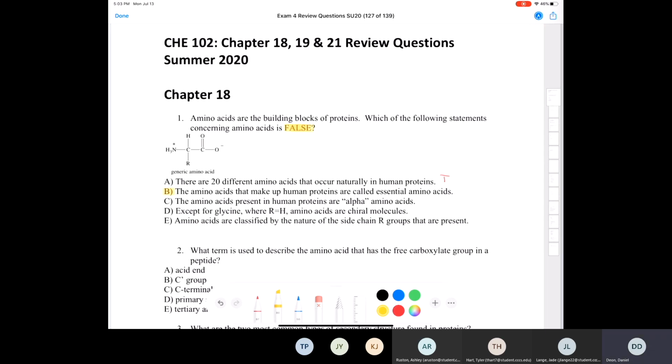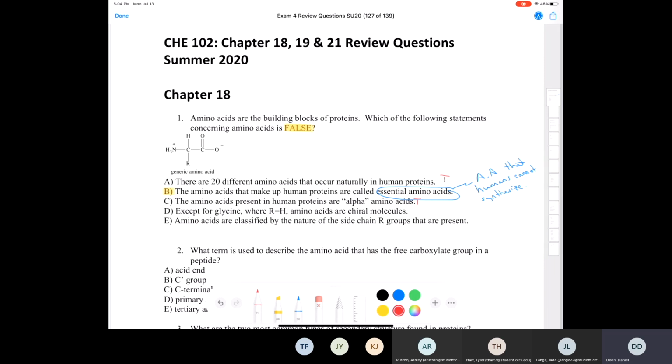be B, because essential amino acids are amino acids that we cannot synthesize. So I'll put here, essential amino acids are amino acids that humans cannot synthesize. So we're not able to make these amino acids on our own, and so they must be taken in our diet. Let's take a look at the rest of them just for fun. It says the amino acids present in human proteins are alpha amino acids. That is true, except for glycine, where R is equal to H.